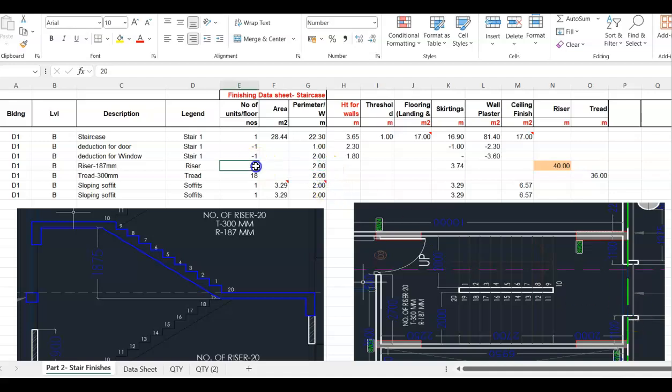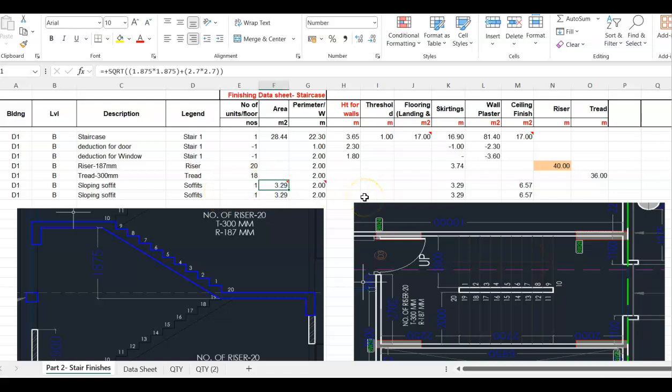Riser and tread. Number of riser and tread. Here the riser is 20 numbers and tread is 18 numbers. One number of tread is less compared to the riser. But sometimes few clients give the tread to this area also. That time both are equal.